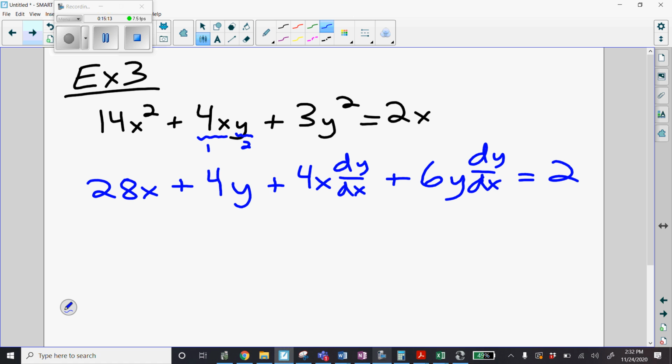Okay. So just be aware of how that product rule works. The derivative of 4xy ended up being 4y plus 4x dy/dx. Okay, I want to group my dy/dx's by themselves. I've got them both on the left side, so I'm going to keep them there and move over the 28x and move over the 4y. In doing so, I'm going to have something that looks like this.